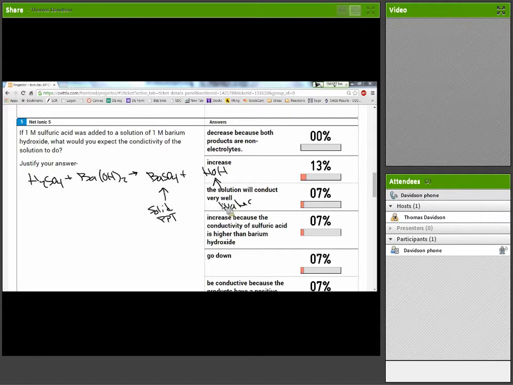Does electricity conduct in pure water? No. Does this stuff provide ions to the solution? No. So the answer was decrease because both products are not electrolytes. So what you actually will see, you'll see a white kind of cloudiness go in, and if your conductivity probe is like that light bulb I have, it'll get really dim, it will shut off eventually, and then it goes right back on. Why would it go right back on? What would that mean?